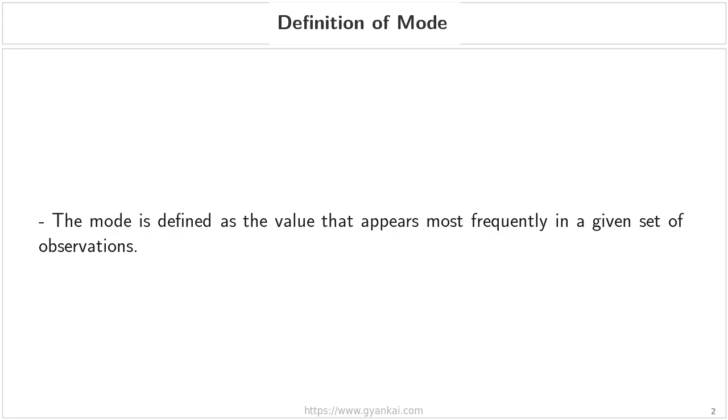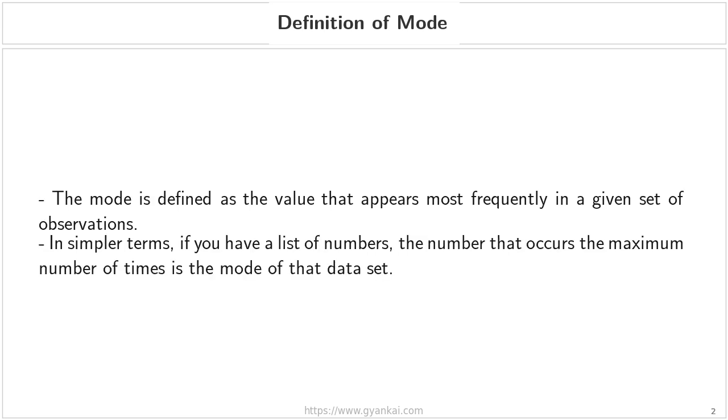Definition of mode. Now that we've established that we are looking for a way to find the center of our data, let's dive into the formal definition. First, the mode is defined as the value that appears most frequently in a given set of observations. To put that into simpler terms, if you are looking at a list of numbers, the mode is simply the number that occurs the maximum number of times. It's all about identifying which value shows up most often.